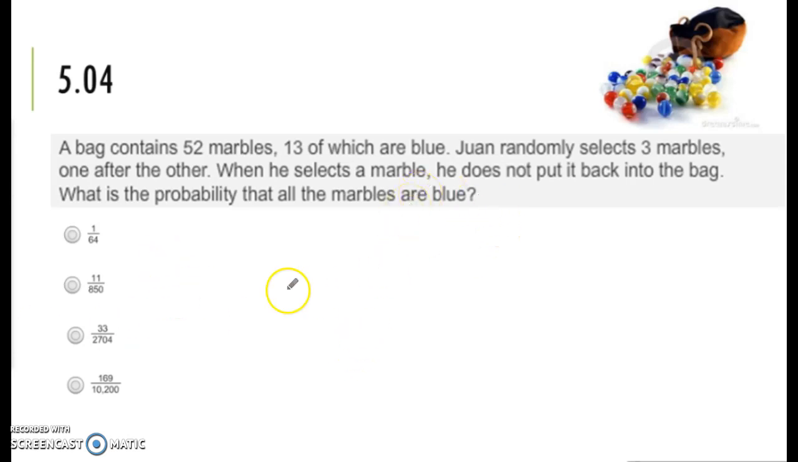Okay, so he's picking 3 different marbles, so I'm going to do 3 different lines. This is really important here. He does not put it back into the bag. That means these events are dependent, and the probabilities are going to change from one thing to the next.